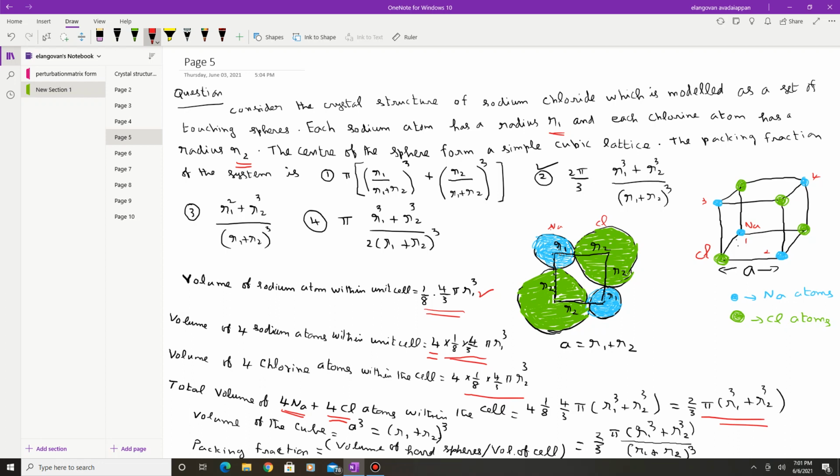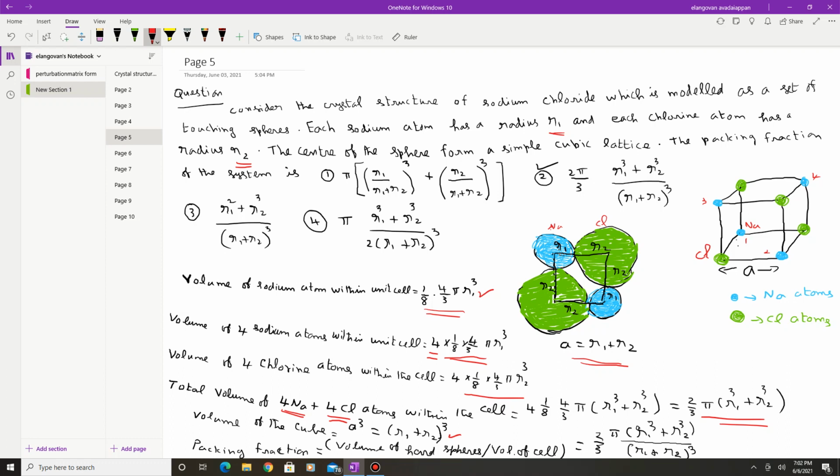Now the volume of the cell is equal to a cube. Here A is equal to r1 plus r2, because the two spheres touch each other. Therefore A cube is equal to r1 plus r2 the whole cube. Then the packing fraction is the volume of the spheres divided by the volume of the cell.